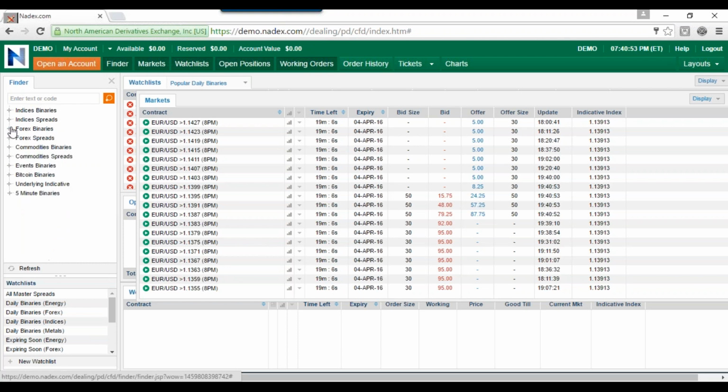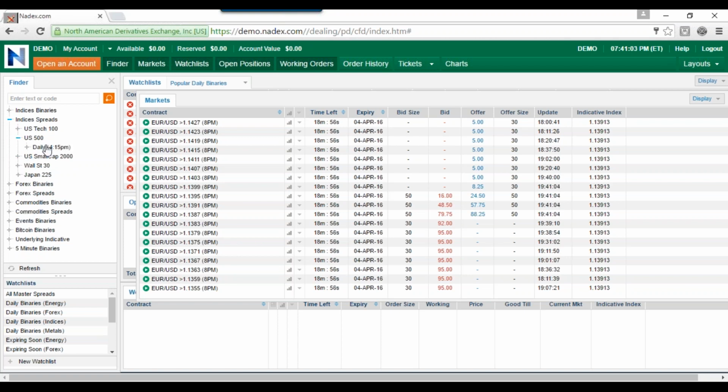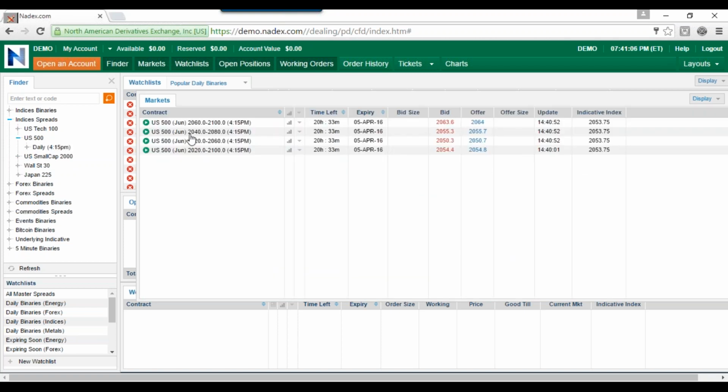Like for example, what was your question on the S&P? If you go to indices spreads, and the S&P, which is the ES, or the US 500 with Nadex, as you see here, it's 2040.0 to 2080.0 and so on. Each one of these ticks here is $1.